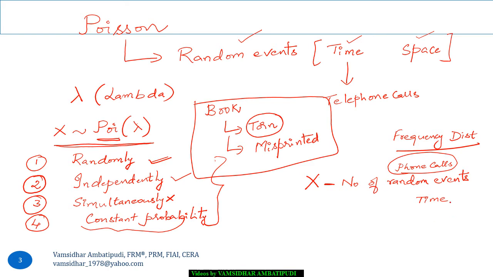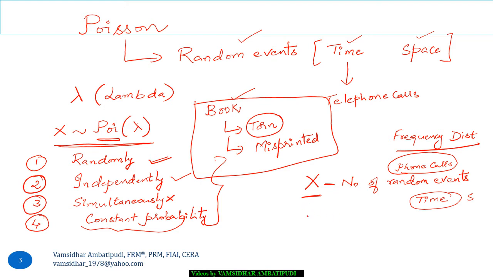So the number of random events occurring in a particular period of time or space, for example the number of misprints occurring in a book of 500 pages. That is what I am calling x. That is the random event. I am trying to find out the number of events that are occurring in a particular period of time.